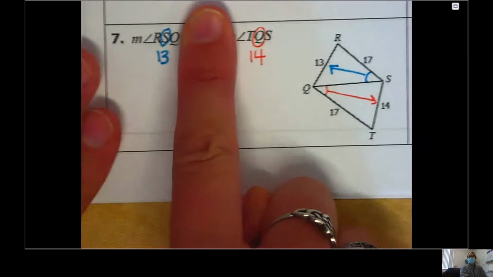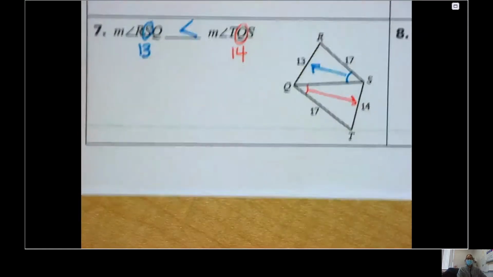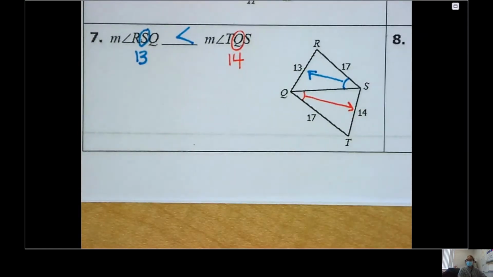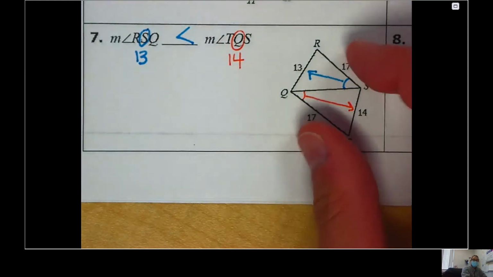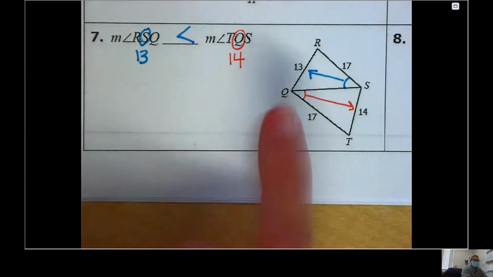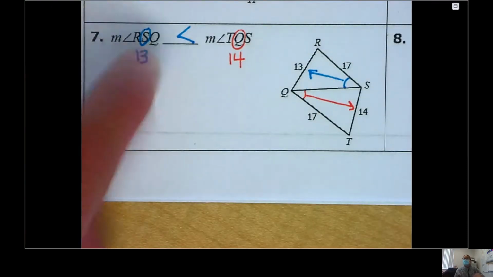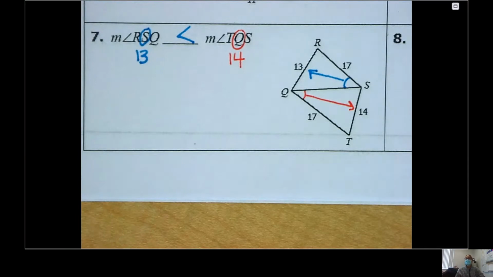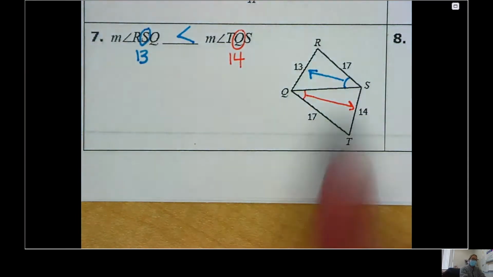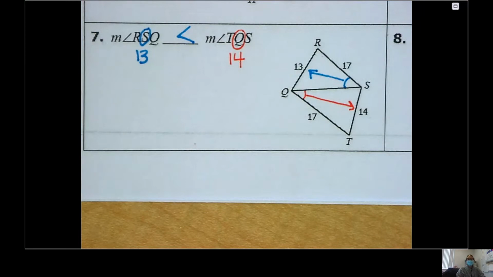Okay. Number 7. Did you get greater than or less than? Less than. So if you look again, you're looking at the number that's different. They both have a 17. So you're looking at the 13 and the 14. The second letter is where your angle is. So RSQ means look at S. You go to S, across is 13. TQS means go to Q, and across from Q is 14.